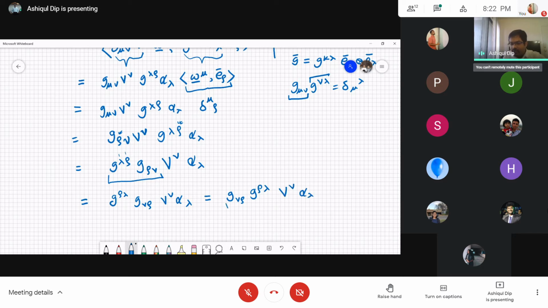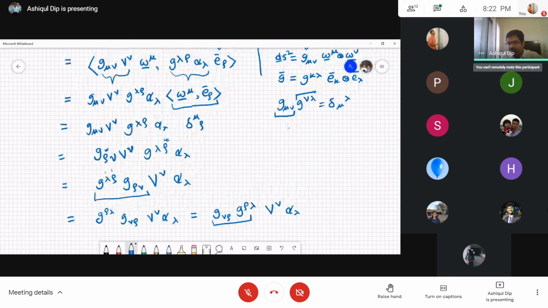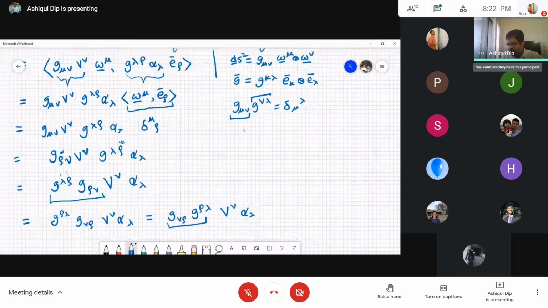So now can you tell me what this thing would be? Robin Roy, can you tell us what this part is going to be? Kronecker delta mu lambda. It's Kronecker delta nu lambda, right? Great.